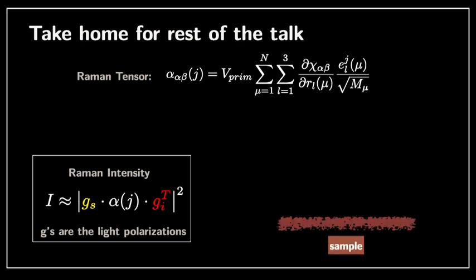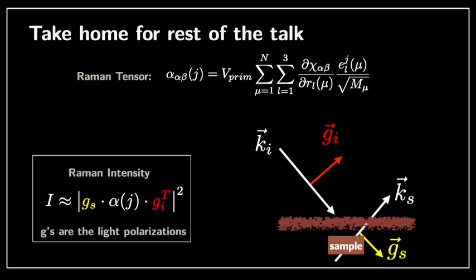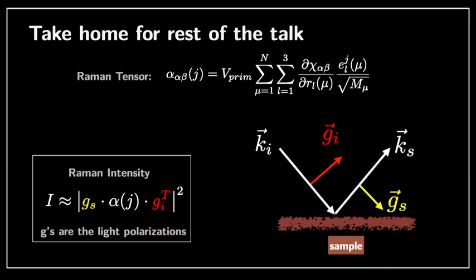So we have the sample, we have the incoming light with a wave vector k_i. Remember, k is the direction of propagation. The polarization, in other words the direction of the electric field, is perpendicular to that line and is given by e_i. It's right here. So the polarization is the direction of the electric field. And then the outgoing light is going to be at k_s, the scattered light, with a polarization e_s.